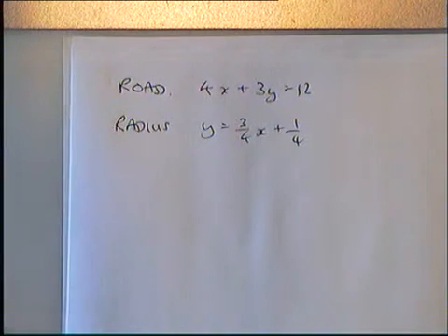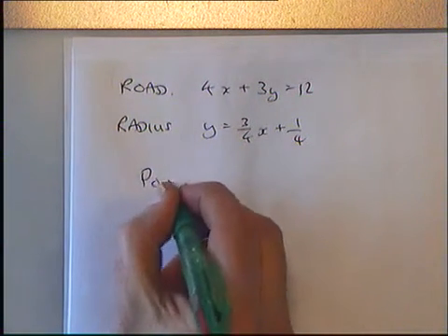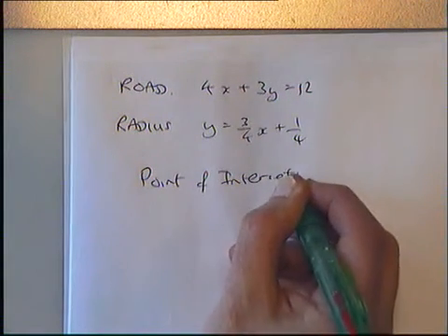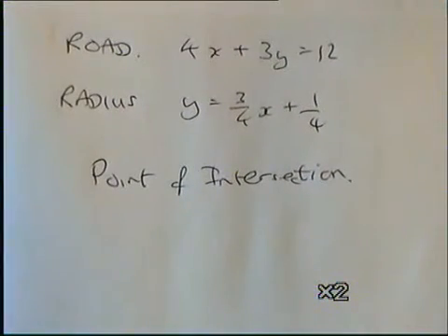Right, so we have the equation of the road, we have the equation of the radius. Where they meet, that's the point of intersection, and that's what we're after. So we need to find this, if I can spell intersection correctly. What are we going to do? How are we going to do this? What are we presented with here? Yes?